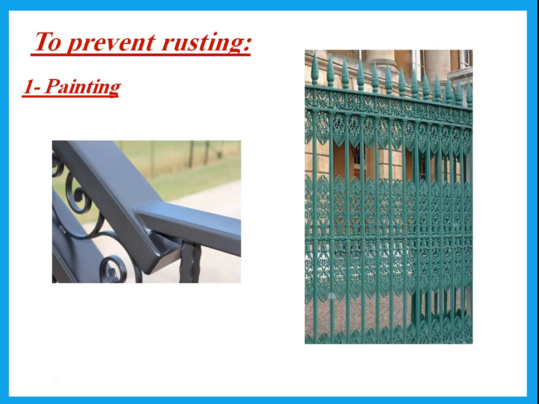Now, painting, what does painting do? Painting covers the iron so that it prevents it from reacting with oxygen and water vapor in the air. But the problem with that is if the layer of paint is peeled off or is scraped off, that piece of iron or that part of the iron will again start to rust. So it is something that has to be done a lot.